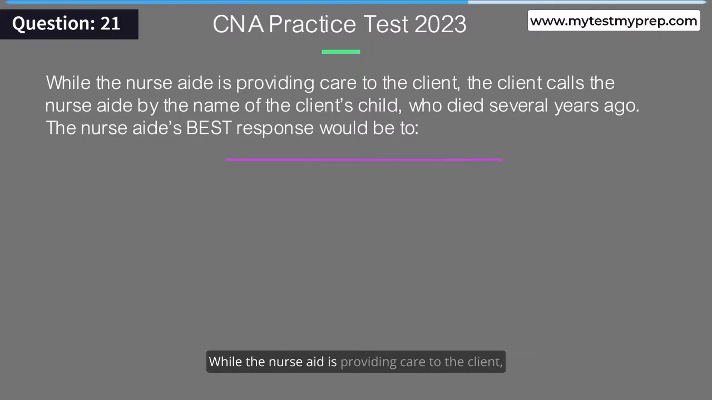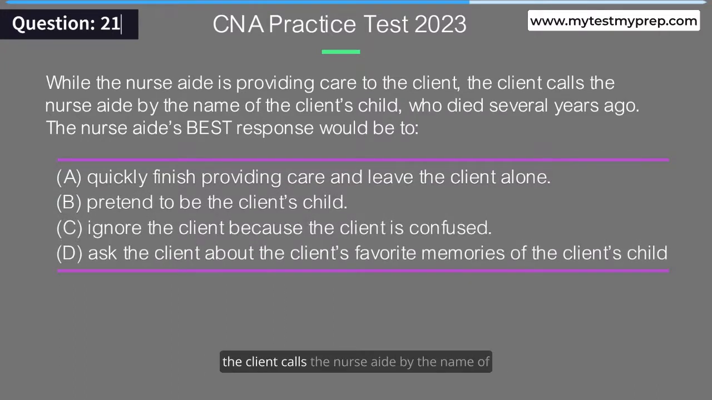While the nurse aide is providing care, the client calls the nurse aide by the name of the client's child, who died several years ago. The nurse aide's best response would be to: A. Quickly finish providing care and leave the client alone. B. Pretend to be the client's child. C. Ignore the client because the client is confused. D. Ask the client about the client's favorite memories of the client's child. Answer: D. Ask the client about the client's favorite memories of the client's child.